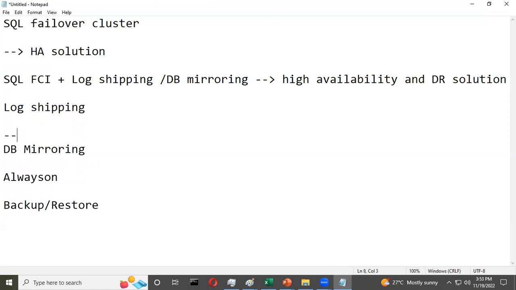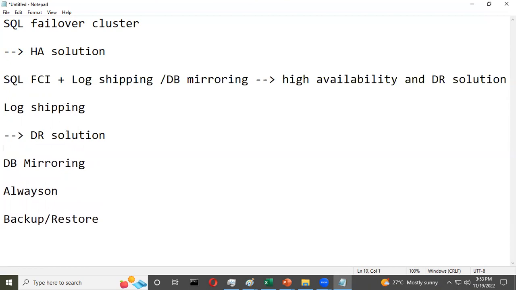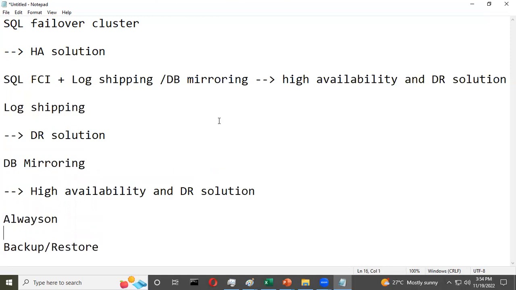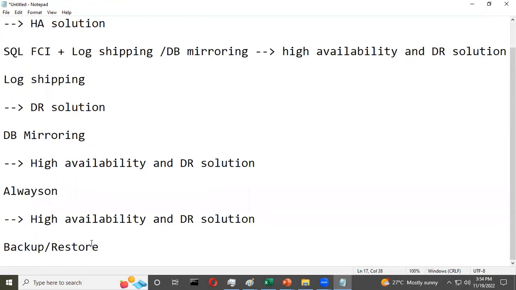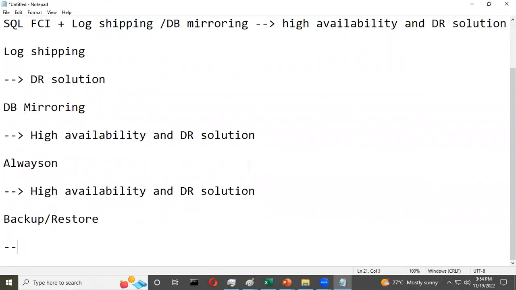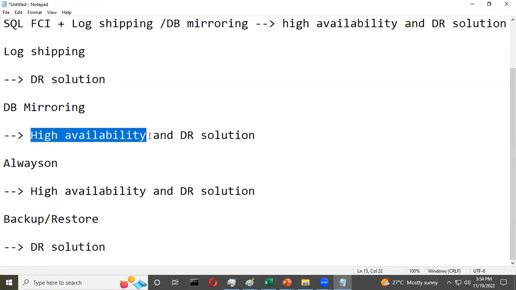Log shipping, we always consider as a disaster recovery solution. It is not considered a high availability solution. Database mirroring, we consider as a high availability and DR solution. At the same time, Always On is also considered a high availability and DR solution. And backup and restore, we consider as a DR solution, a disaster recovery solution.